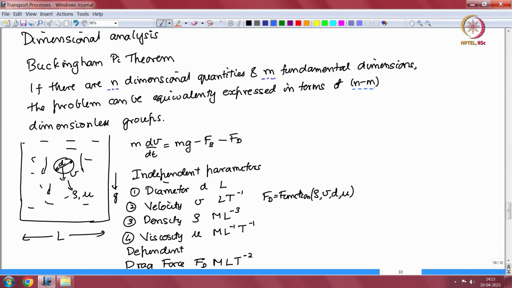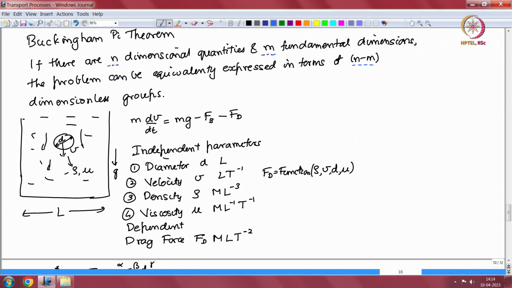That is, we do not have to obtain results for variations in all n dimensional quantities. It is sufficient to obtain results for variation in the n minus m dimensionless groups. We had applied this to the problem of a sphere settling in a fluid. The momentum balance equation for the sphere: acceleration times mass on the left side, and on the right side are the forces. mg is the gravitational force, Fb is the buoyancy force, and Fd is what is called the fluid drag force.